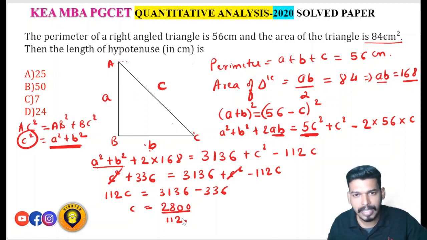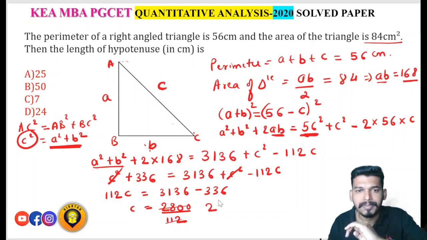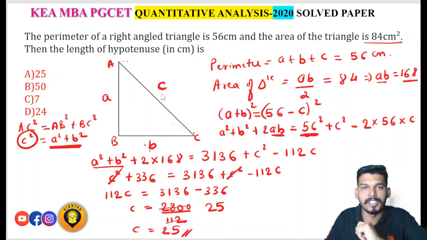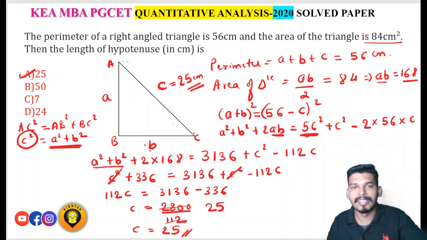112 twos are 224. What is the remaining part? That is 56. 112 fives are 560. So the c value is 25, which means the hypotenuse is equal to how much? 25 centimeters. So option A is the right answer.